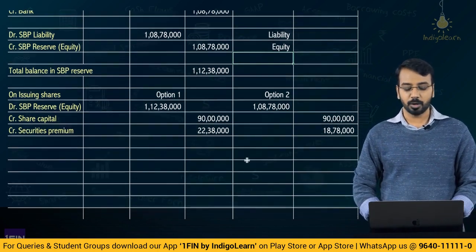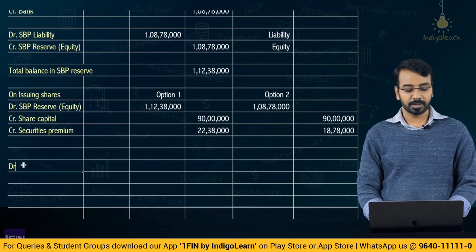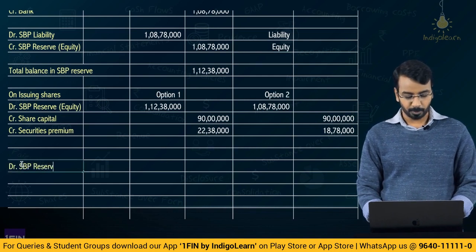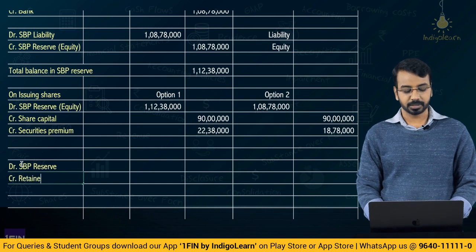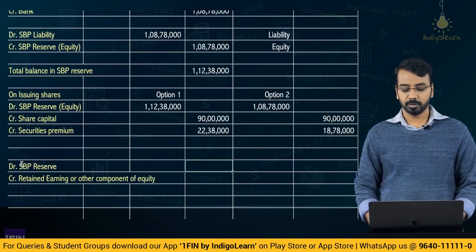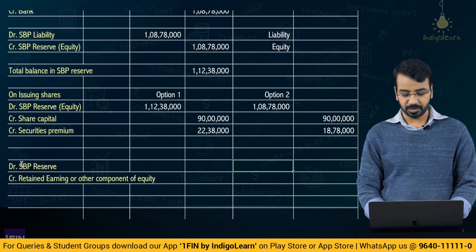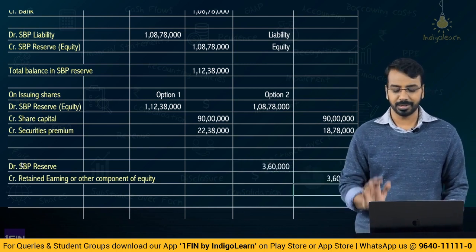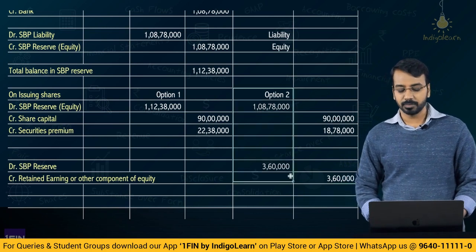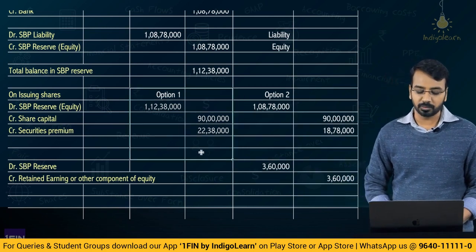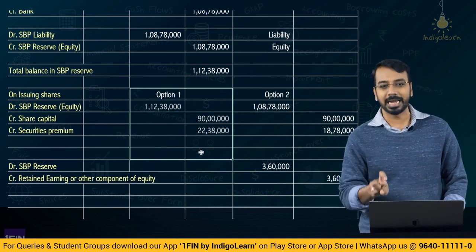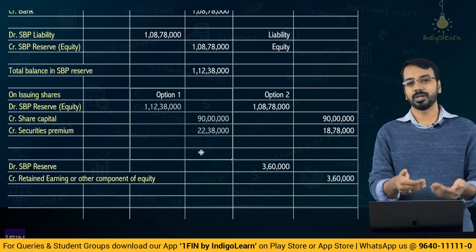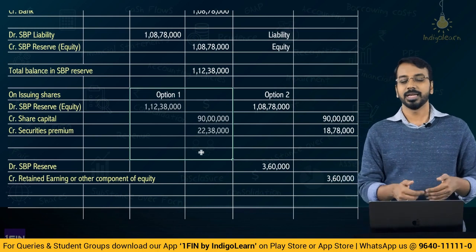So in the second option, as I told you, you will also debit SBP reserve, credit maybe retained earnings or other components of equity, right? So by what amount? Here you will do whatever is left, that is 3,60,000 which is left over, debit here, and 3,60,000 credit here. Okay, the Institute has followed this method, which is option 2. Option 1 is also equally valid, and as I told you, there is no clear cut guidance as to what has to be done. It has to be done considering the facts and circumstances, considering the management judgment.